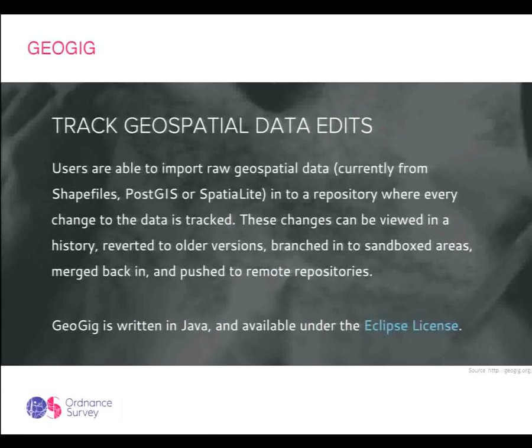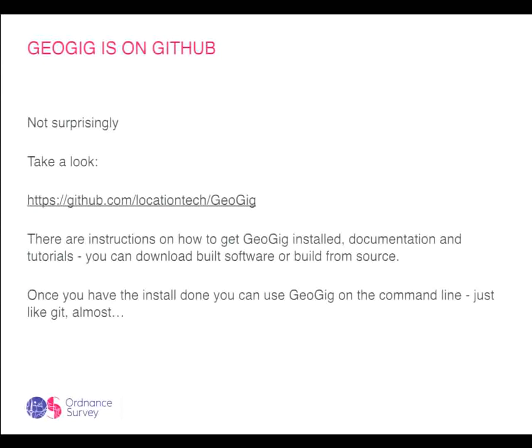So you can track your spatial edits, and it supports lots and lots of the formats and forms of holding the data that you'll be used to. And you can track all those changes, and you can do those Git-style things to the data once it's been tracked in that way. It's written in Java, it's available under the Eclipse license, and it's all good.